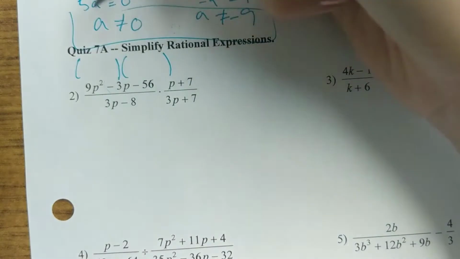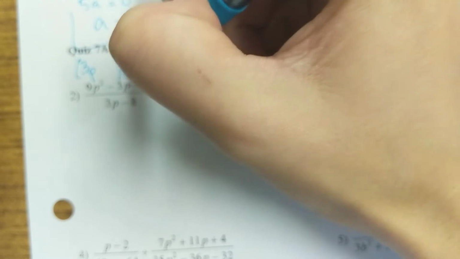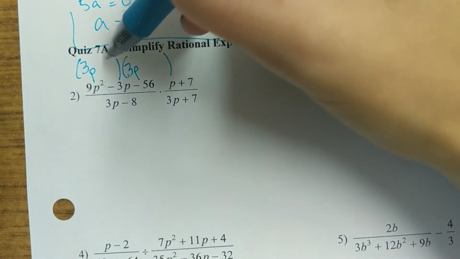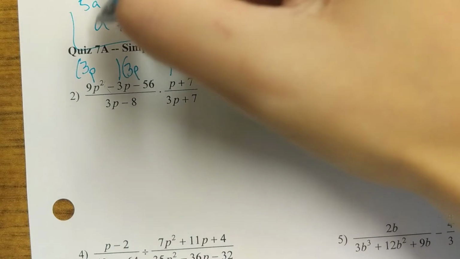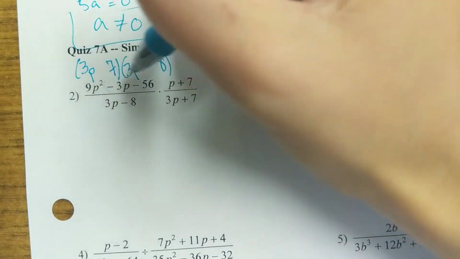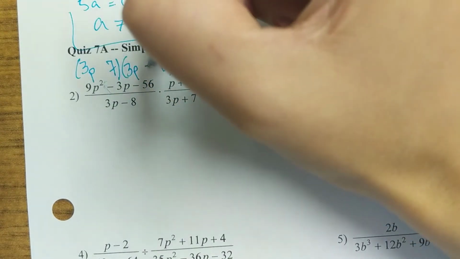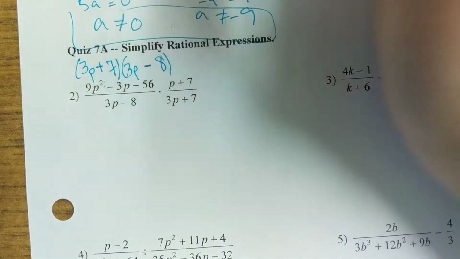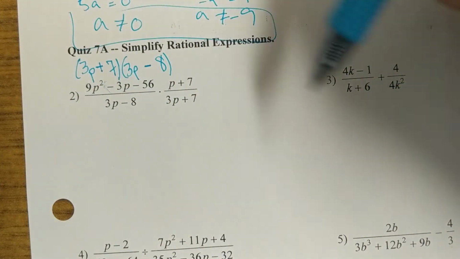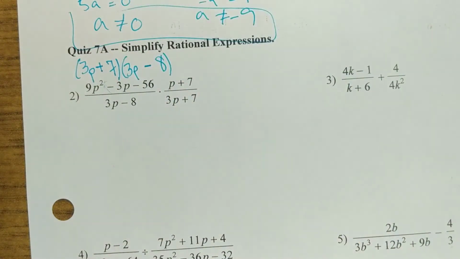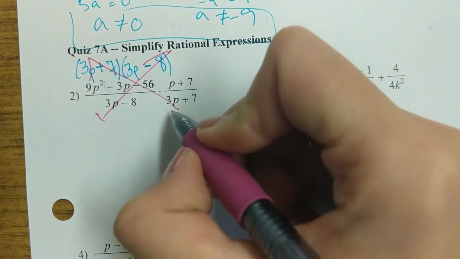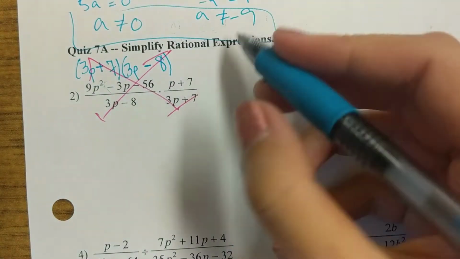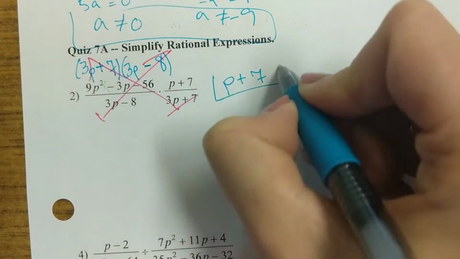I need to get a small number, so I need these to do 3p times 3p, and I need to multiply them by numbers that are close to each other, consecutively. So I'd have like 7 and 8. And if this one's negative, then the 8 is going to be the negative one, and this will be the positive. Okay, and then I think there's some things we can cross off. 3p minus 8 over 3p minus 8 is a special form of the number 1. 3p plus 7 over 3p plus 7. So you're left with p plus 7.